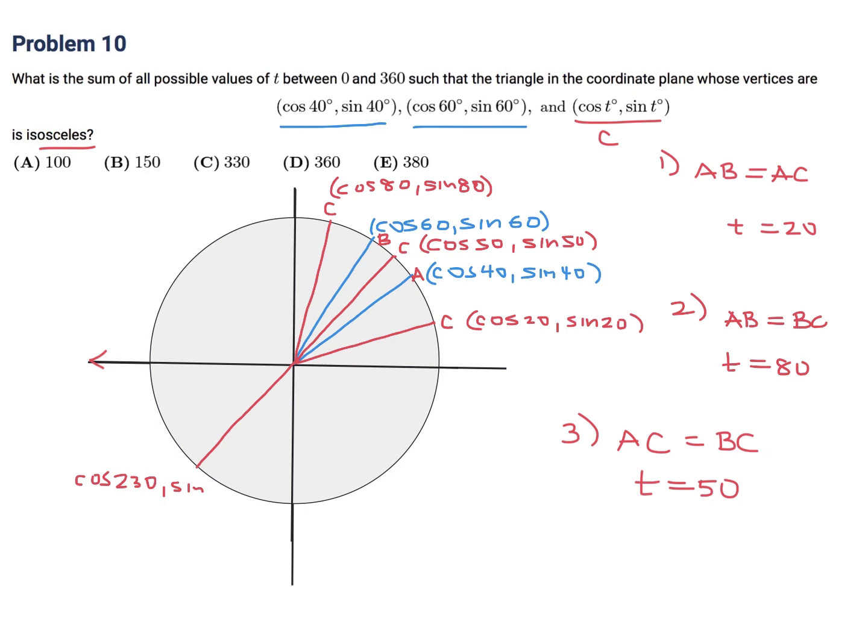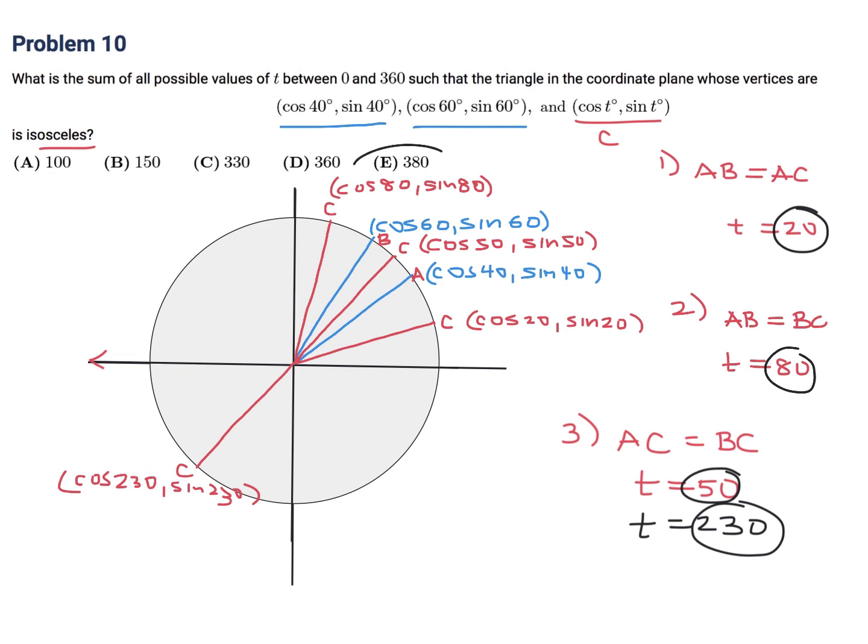And that would be the C right there, because that means the distance from A to C, let me just draw it, would be the same as the distance from B to C, and it would be isosceles. So there, that gives me one more, and they want the sum, so they want you to add up these. So that looks like 100, 150, 380. So 380 would give me choice E for number 10.